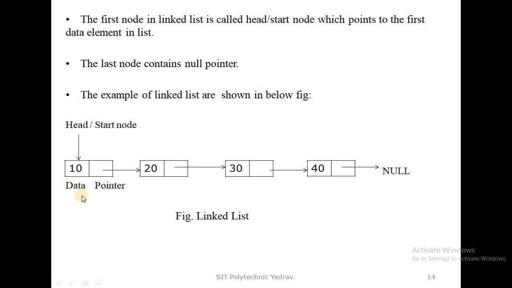In the previous slide we said that in a linked list there are two parts. First is the data and second is the pointer. Data is where the elements are actually stored, and the pointer stores the address of the next element. Got it? The first node is known as the head node or start node, and the last node contains a null pointer.